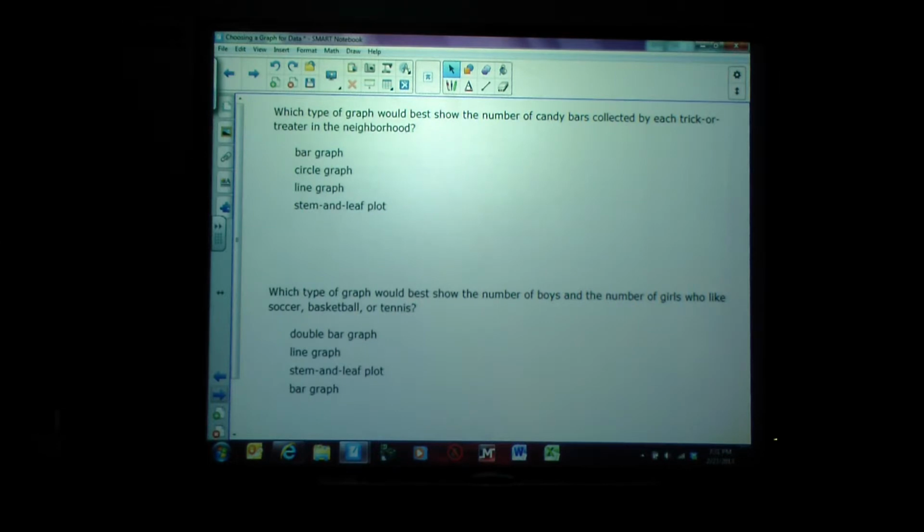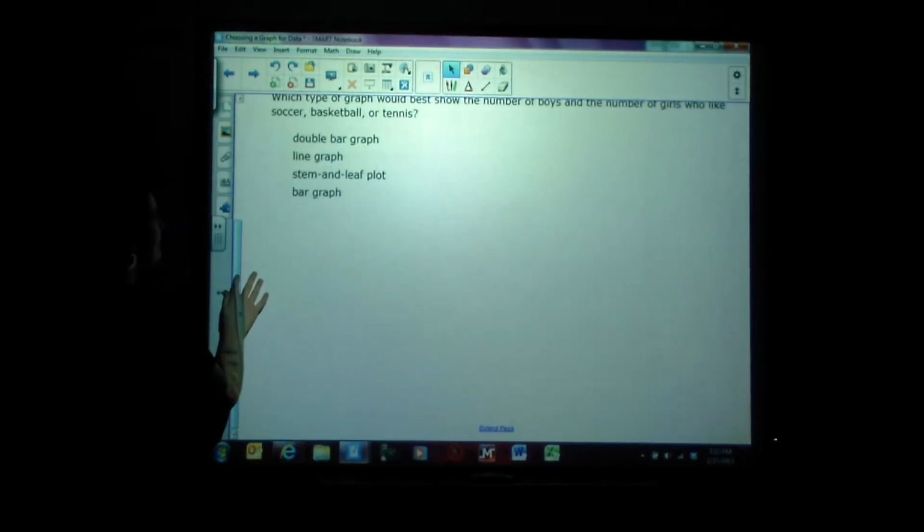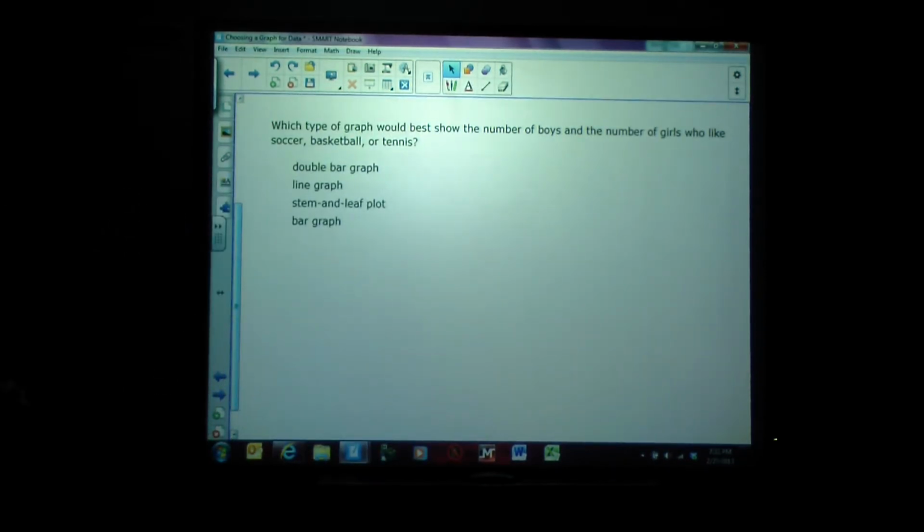Okay, which type of graph would best show the number of candy bars collected by each trick-or-treater in the neighborhood? Well, I don't know about you guys, but in some neighborhoods there's a lot of trick-or-treaters. That's a lot of data. So hopefully out of bar graph, circle graph, line graph, and stem and leaf plot, we are choosing stem and leaf plot.